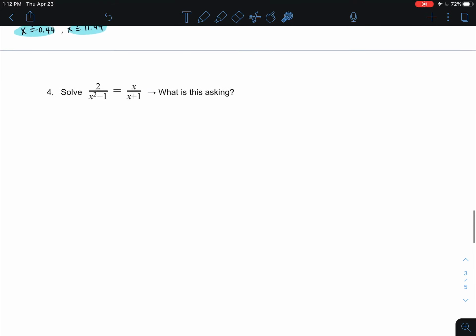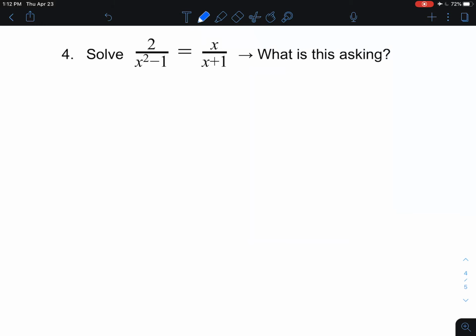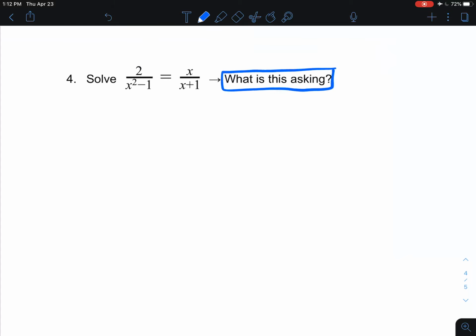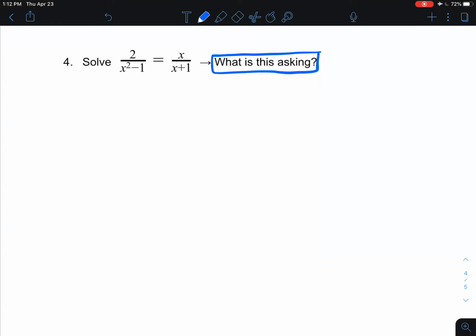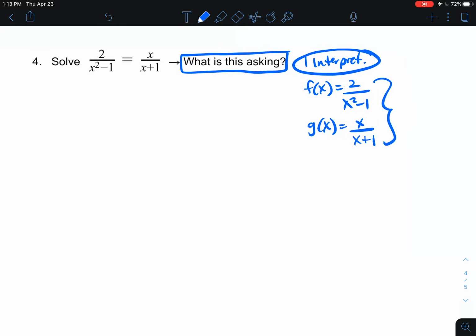All right, so let's look at another question. So this one is a little bit more complex, only slightly, but again, we're going to start in the same place. What is this question asking? So two graphical interpretations of that would be, one interpretation is, where does this function and this function, where do these functions intersect? Okay, where are they crossing?